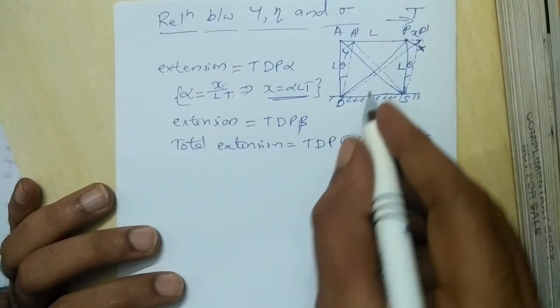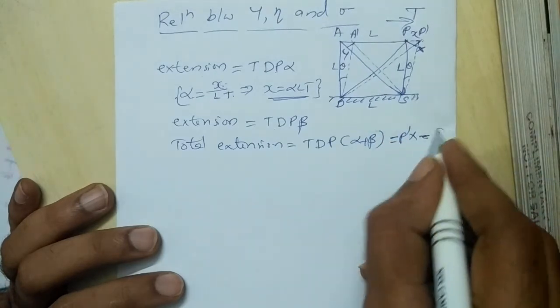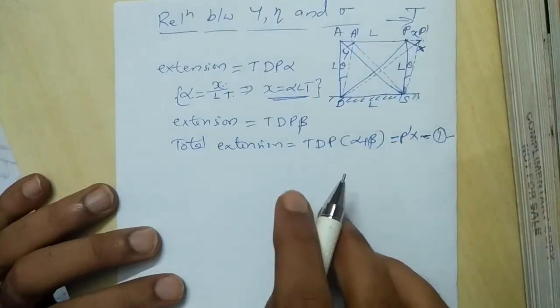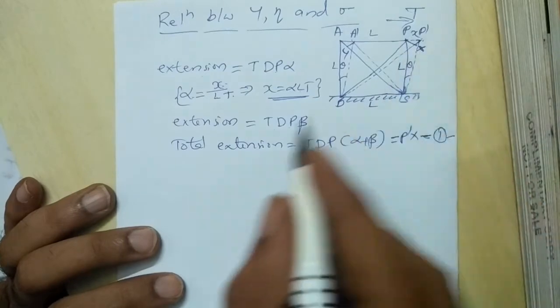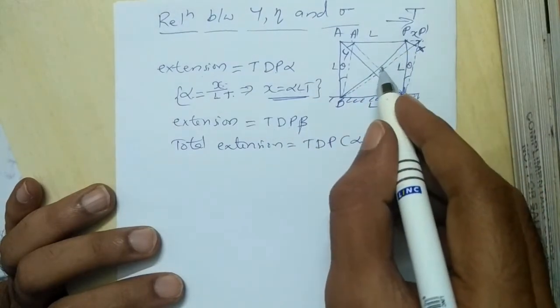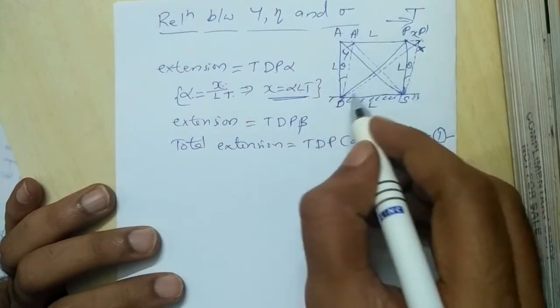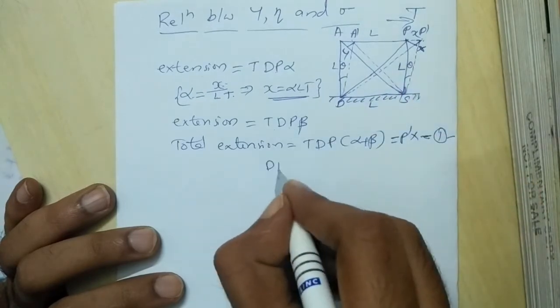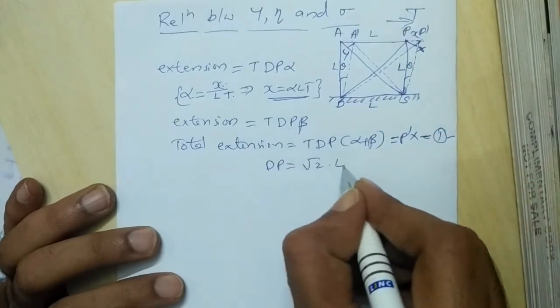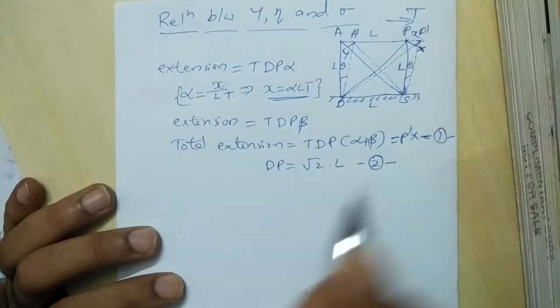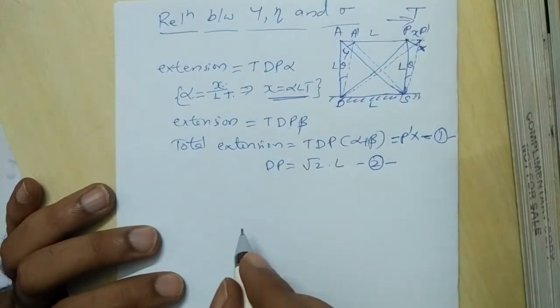So let this be equation number 1. We have already studied that this length dP, as per the Pythagoras theorem, is L square plus L square, equal to dP square. So we know that dP is equal to root 2 into L, which we have already discussed. So this is equation number 2.